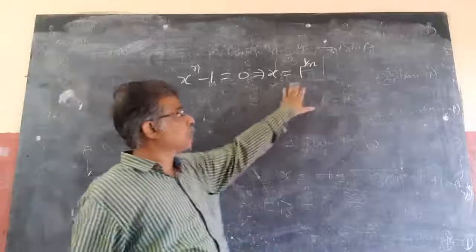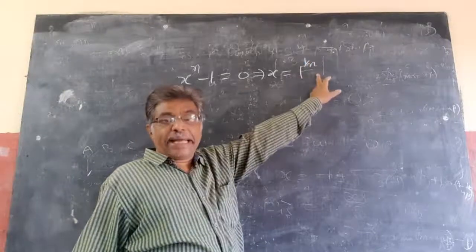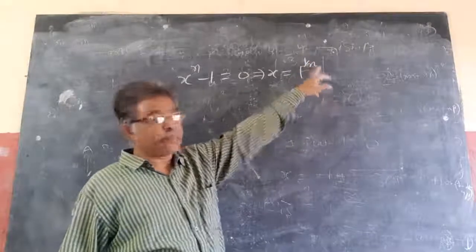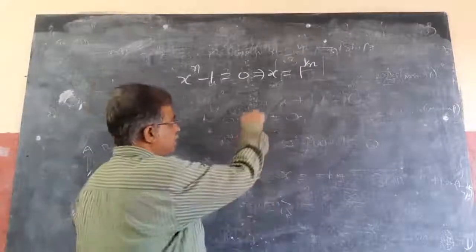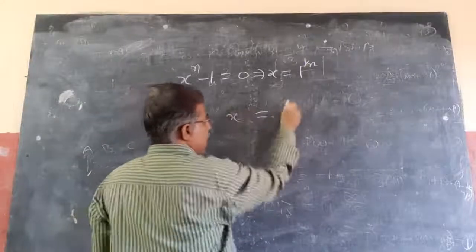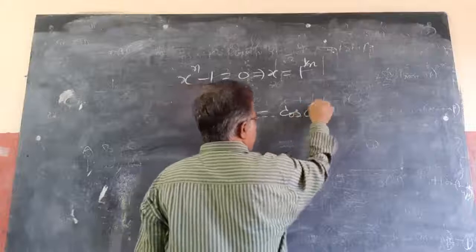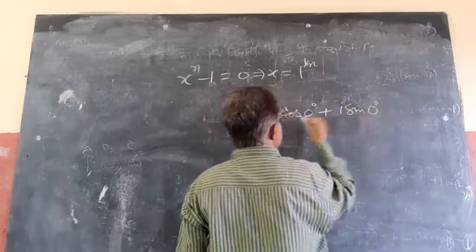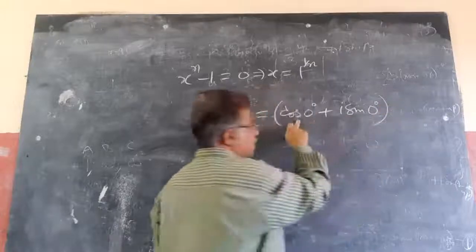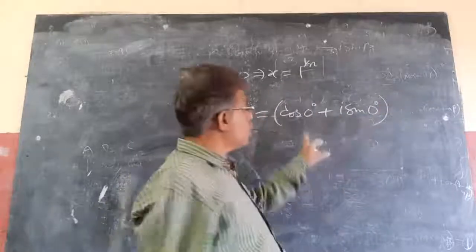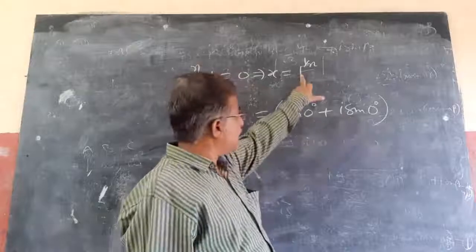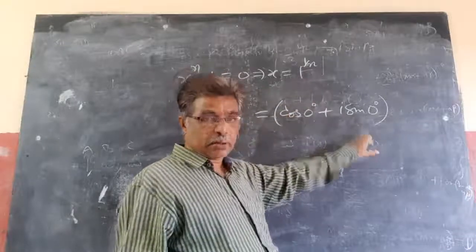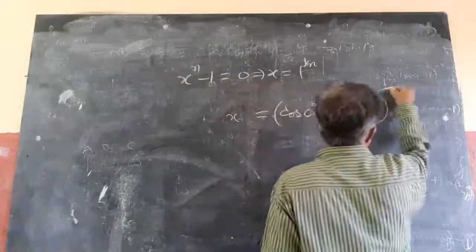So this is nth roots of unity, 1 power 1 by n. What are the nth roots of unity? We will write 1 as cos 0 plus i sin 0. Cos 0 is 1 plus i into sin 0, which is 0, so I will get 1 only. So this 1 I can write as cos 0 plus i sin 0, whole power 1 by n.